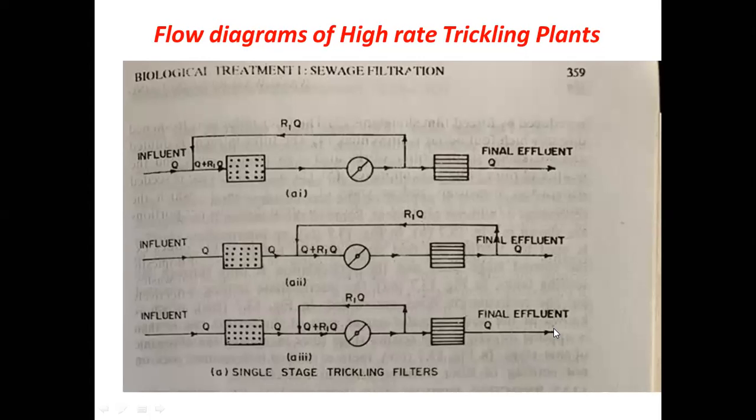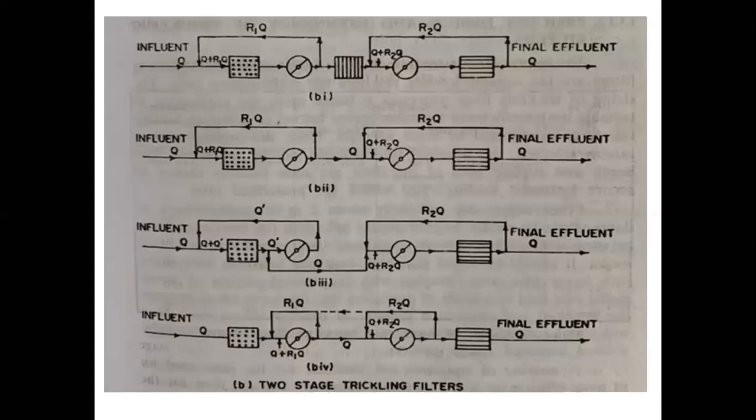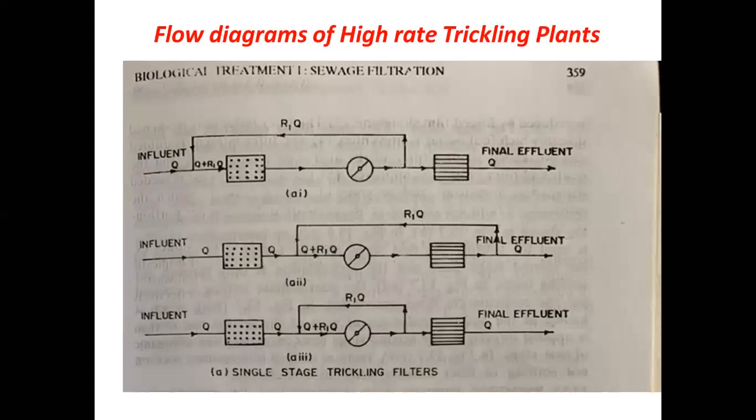Now, as per the process, it is classified into two types: the single stage trickling filter and the double stage trickling filter, or we can say two stage trickling filter. We will see what type of process variations are possible in a trickling filter. You can see all these three figures are single stage trickling filters. Single stage trickling filter means only one trickling filter is arranged in series between the primary clarifier and secondary clarifier.